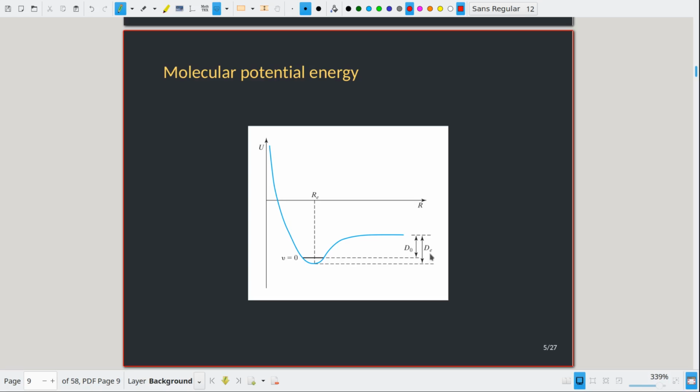So this is the energy that we need to take the two atoms from their bond length distance to an infinite distance apart from each other. Okay, so this is called the dissociation energy.